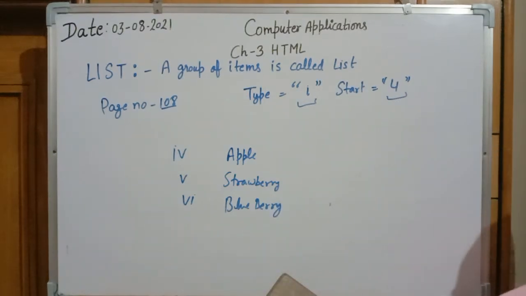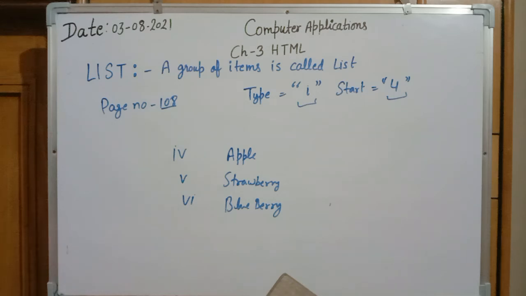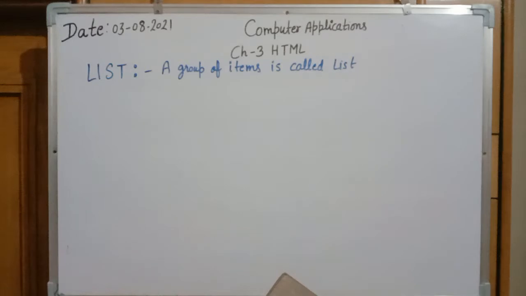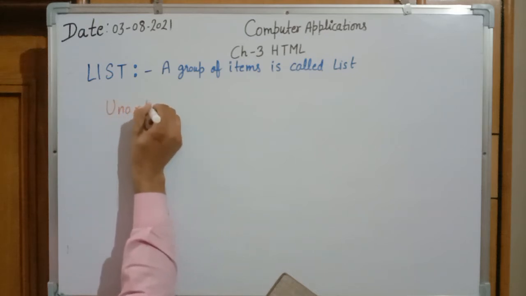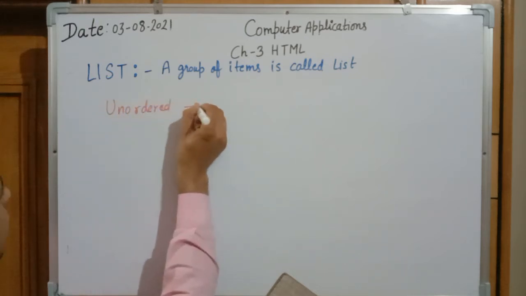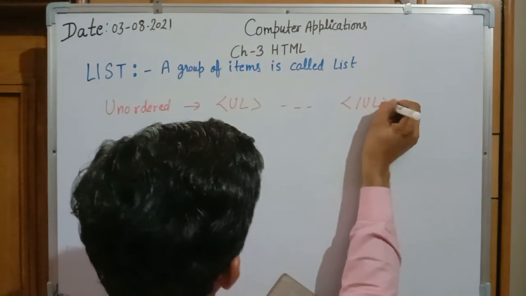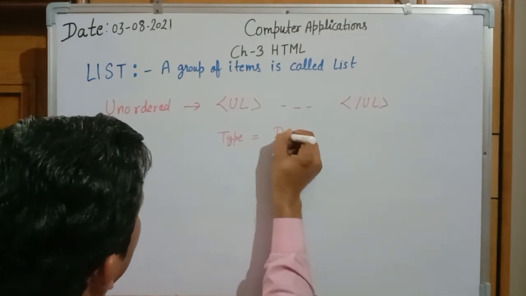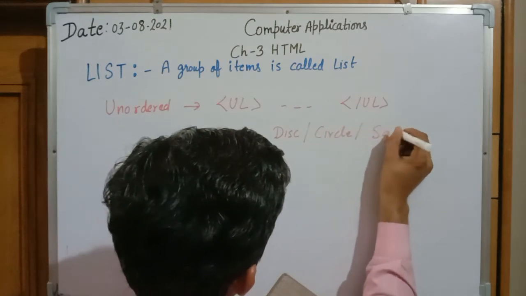Now come to the next topic, it is the unordered list. The unordered list will arrange the items in a bullet form. It is also known as a bullet list. I again repeat, the unordered list is also named a bulleted list. It is displayed by the UL tag. It will open and it will close. It has 3 types. First type is disc, second is circle, and third is square.